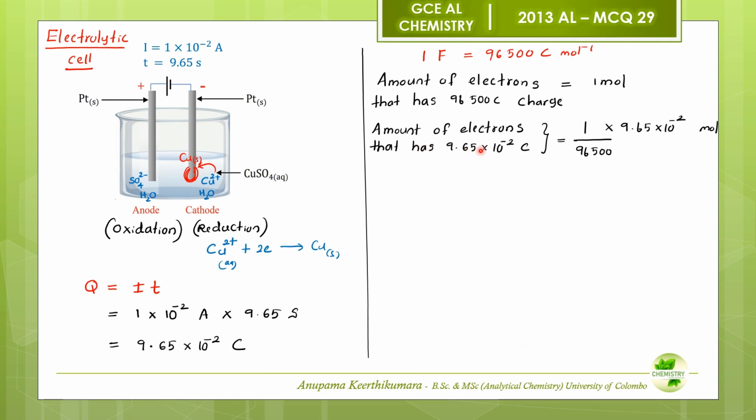Therefore, the number of electrons that has the charge 9.65 times 10 to the negative 2 coulomb is 1 divided by 96,500 times 9.65 times 10 to the negative 2. The answer is 1 times 10 to the negative 6 moles. This is the number of electrons involved in this reduction process.